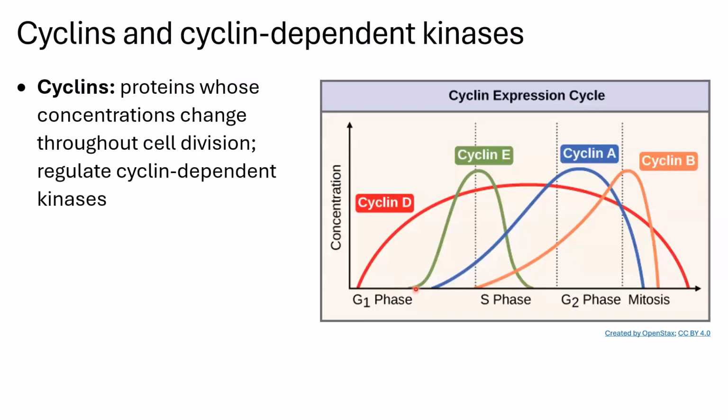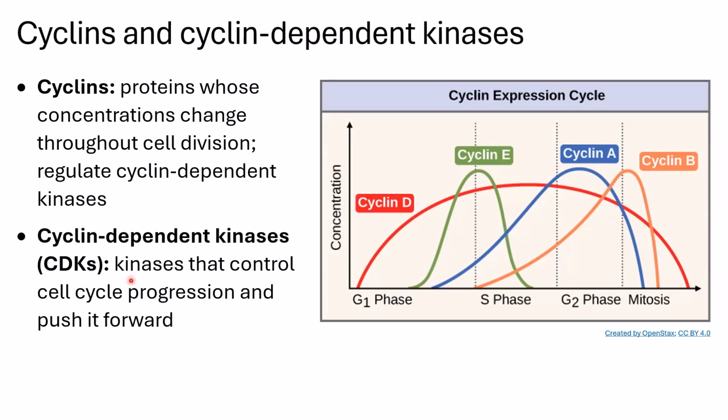Cyclin E is most active at the end of G1 and going into S, and plays an important role in the transition from G1 to S phase. Cyclin A accumulates and is at the peak concentration during G2 phase, while cyclin B is highest at the beginning of mitosis. Cyclins are ultimately regulators of cyclin-dependent kinases.